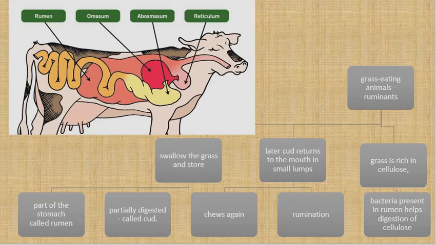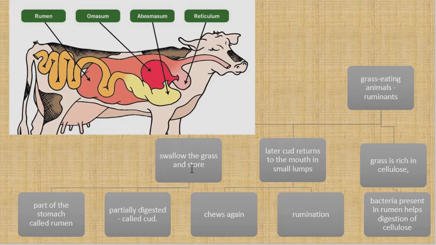But one small difference is in the ruminant, a grass eating animal. What is a grass eating animal? Goat, deer, cow, buffalo, ox. The grass eating animals are called ruminants. Why? There is something special. They swallow the grass and they store the grass.